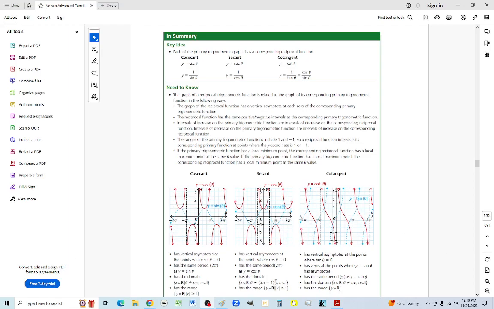So this section is all about the reciprocal functions: cosecant, which is essentially just 1 over sine, secant, which is 1 over cosine, and cotangent, which is 1 over tangent. I actually don't like this section in terms of studying it.